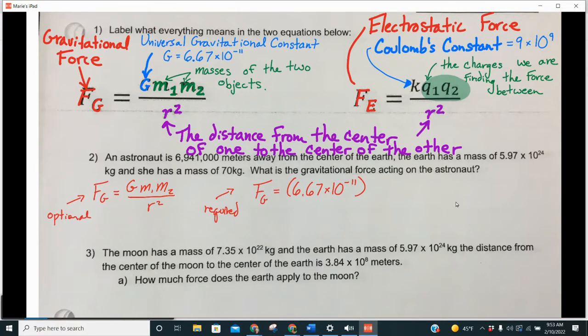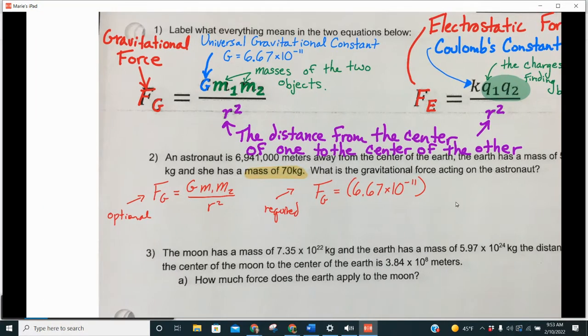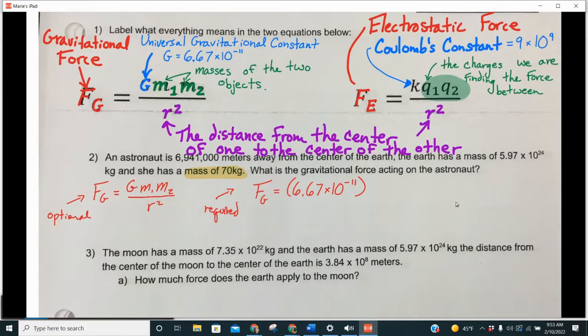All right, and then I'm given two masses. I'm given a mass of 70 kilograms and a mass of 5.97 times 10 to the 24th. Which one is M1? It does not matter. Good. I just get to pick one of them. So I'm going to do 70 first. And I'm going to do 5.97 times 10 to the 24th. Divided by.